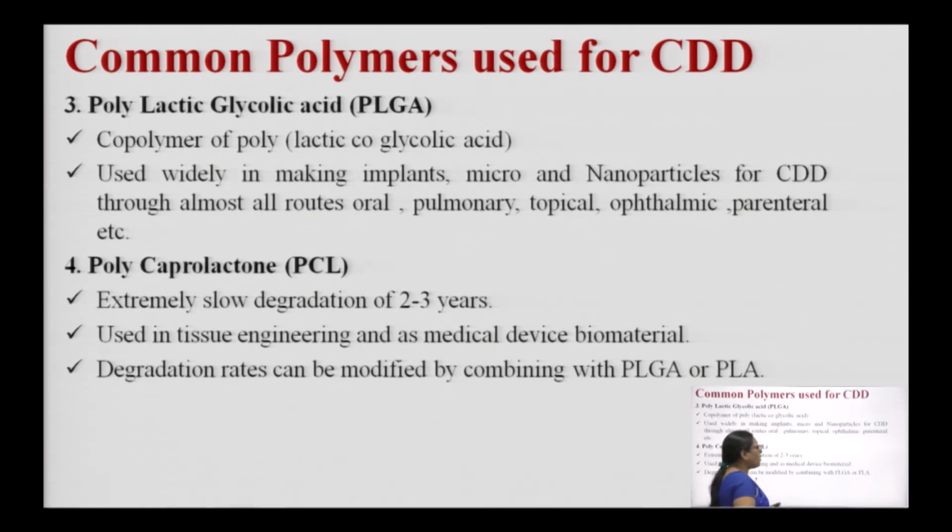Then the next polymer is polycaprolactone, again an important polymer. It has an extremely slow degradation rate, 2 to 3 years, but this adds to the versatility of this polymer. It has been used in tissue engineering and as a medical device in biomaterials. Because of its extremely slow degradation rate, it is used for making scaffolds for tissue repair.